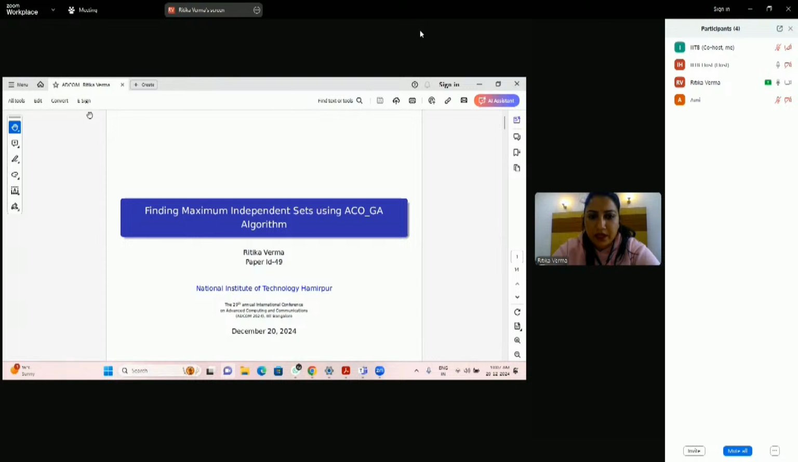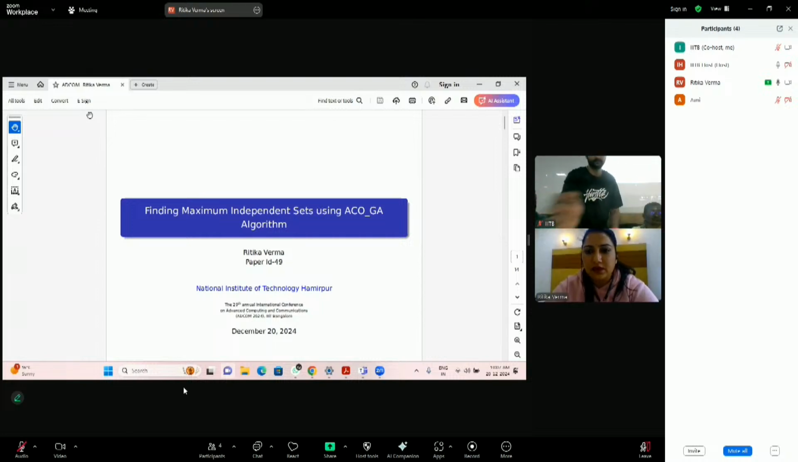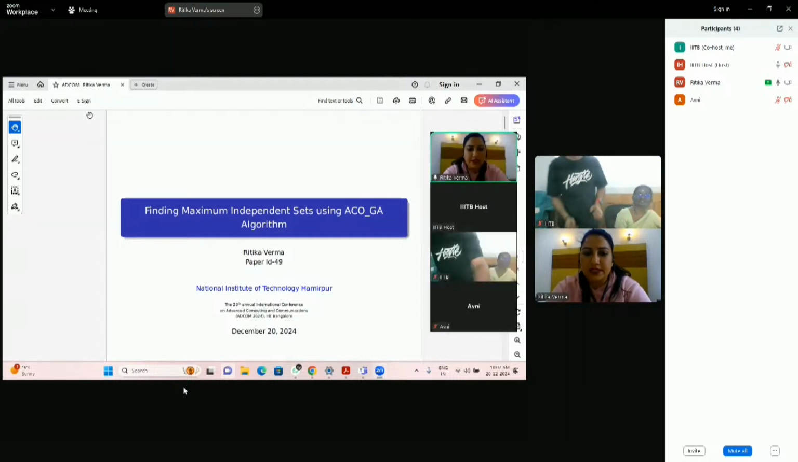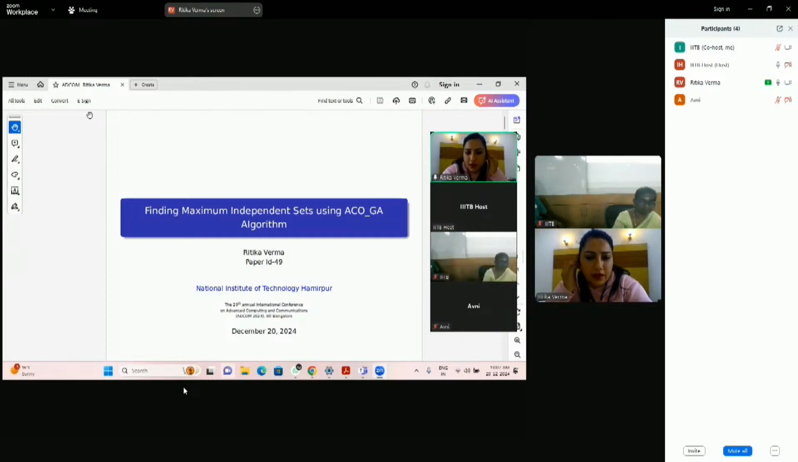My presentation topic is finding maximum independent set using ACO-GA algorithm. Maximum independent set is a crucial issue in the distributed system. Maximum independent set is used to find the largest independent set in a graph, and there are a number of open problems in distributed systems, in which maximum independent set is one of them.